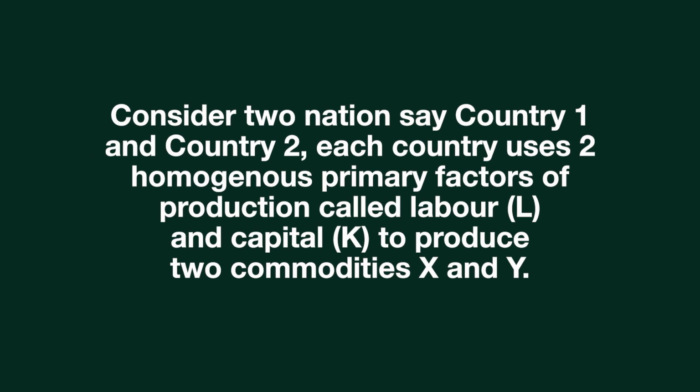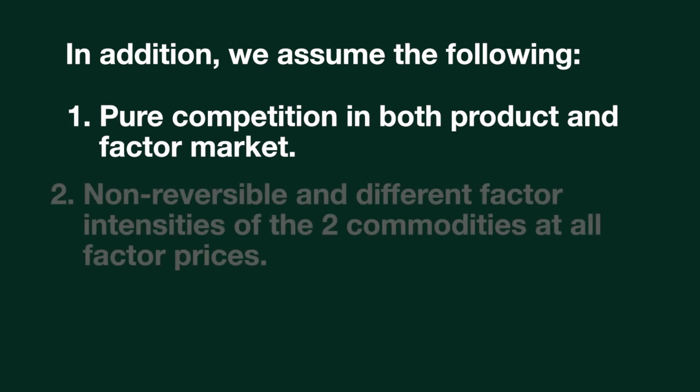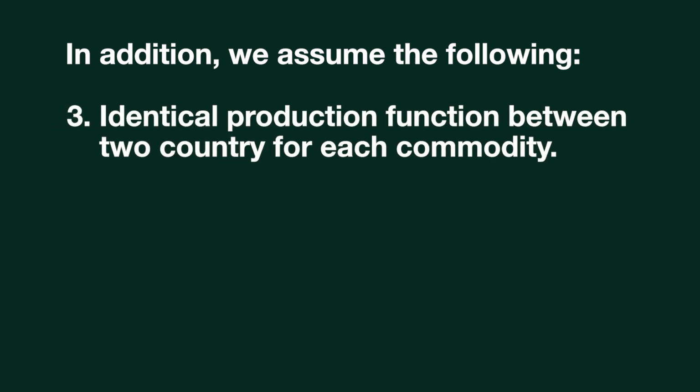Both are producing their products using two homogeneous factors of production, that is labor and capital, and they are producing two goods, say X and Y. To understand this model, we take a few simple assumptions. There is pure competition in both the product and factor markets. The factor intensity does not reverse at any given wage rental ratio, that is, there is non-reversibility of factor intensity for both the commodities. The production technology shared by both the countries is the same.